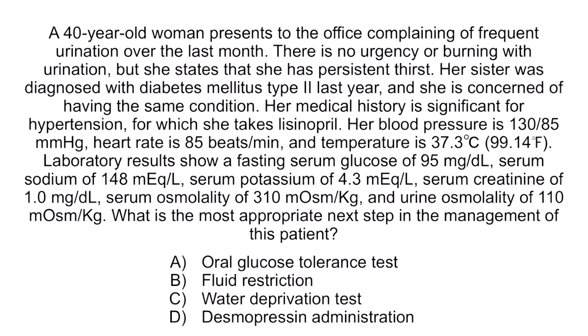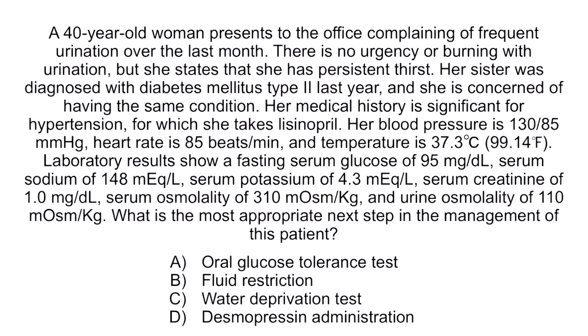A 40-year-old woman presents to the office complaining of frequent urination over the last month. There is no urgency or burning with urination, but she states that she has persistent thirst. Her sister was diagnosed with diabetes mellitus type 2 last year, and she is concerned of having the same condition. Her medical history is significant for hypertension, for which she takes lisinopril.